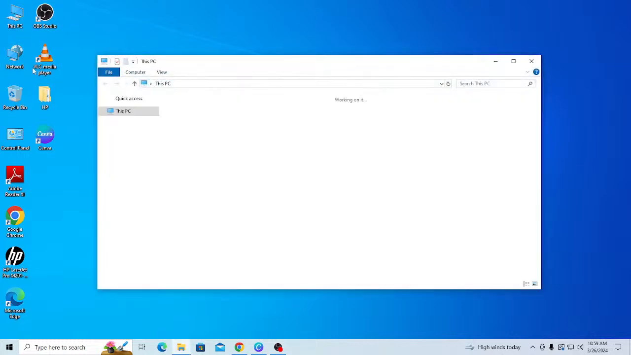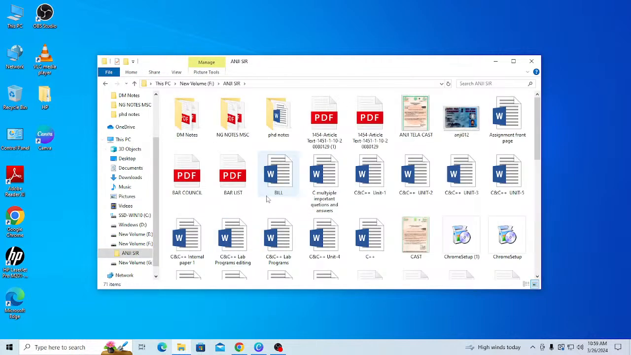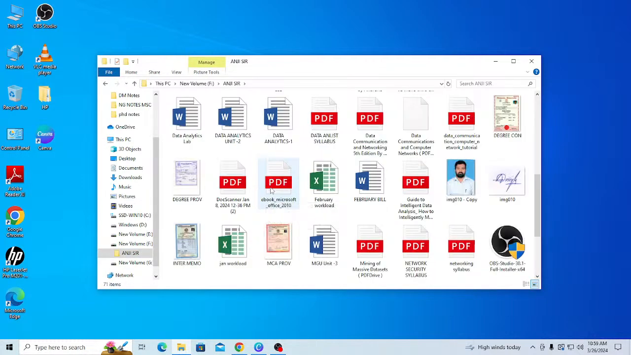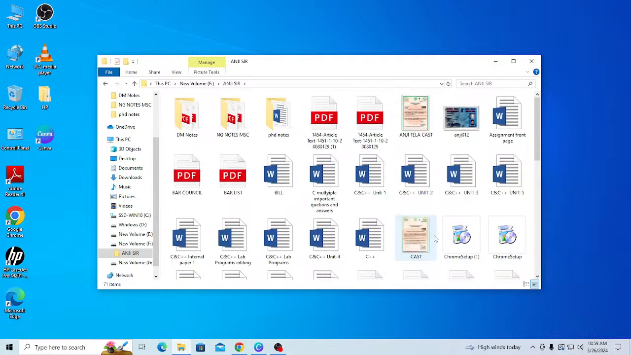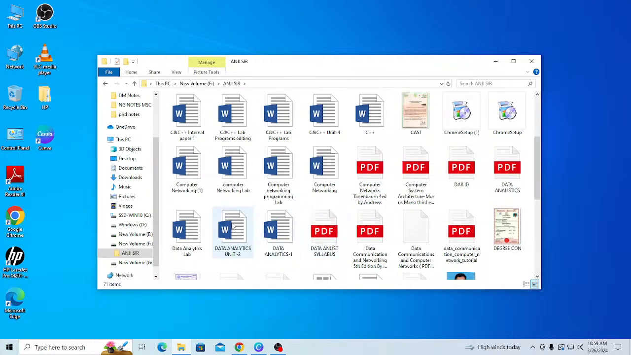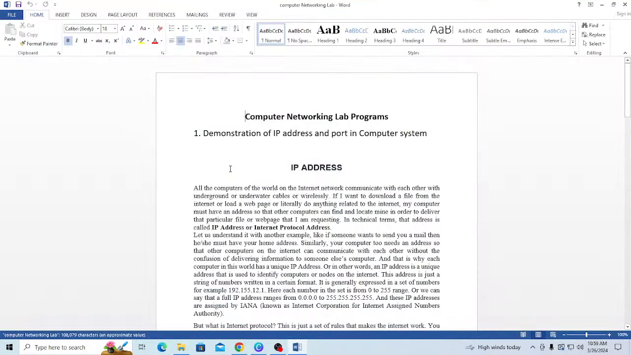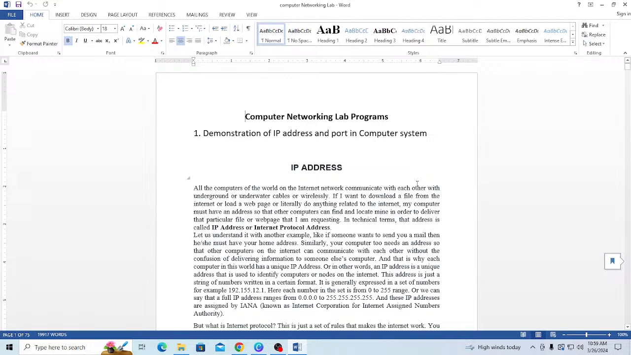So today we are going to discuss the practicals related concept. I have prepared the entire lab concept. So this is the computer networking programming lab.